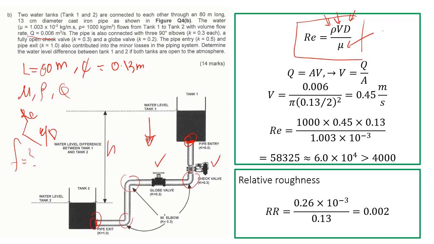So we have solved it before. Rho is given to us, we have the value of rho. We have the value of D, and we also have the value of mu. But we don't have the value of velocity, V. Just remember, this is velocity, not the volume. So using the equation Q equal to AV, you can find the V.